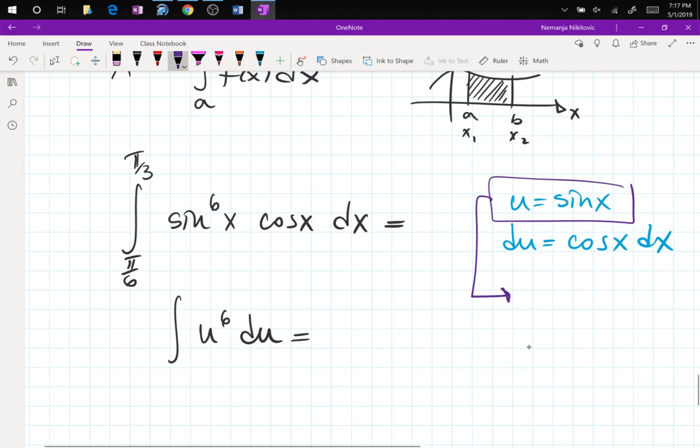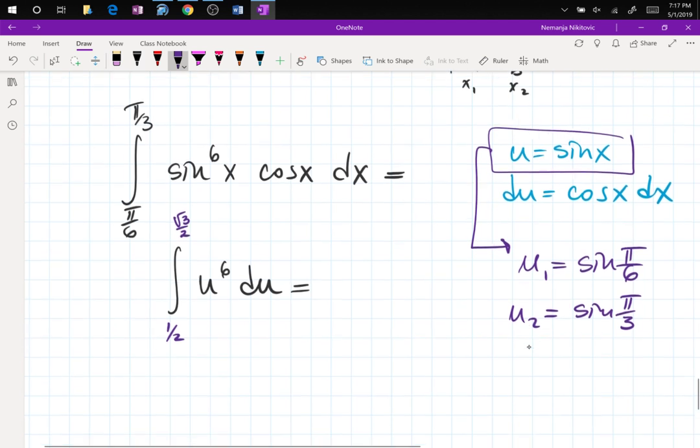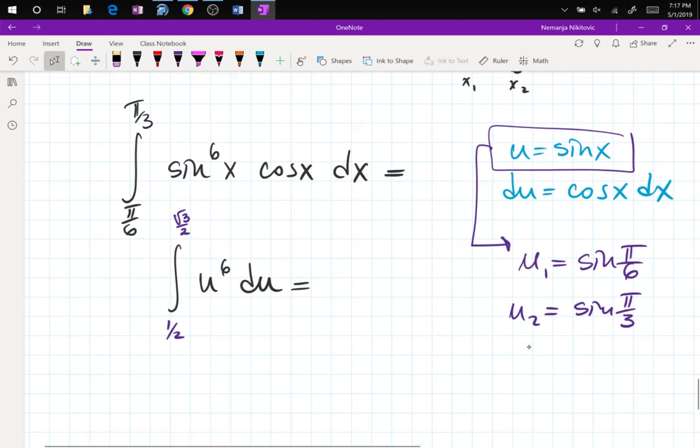limits. So your u1 bottom limit is going to be sine of pi over 6, and that is something you can calculate. How much is sine of pi over 6? Very good. All right, now how about u2? That's sine of pi over 3, right? That's something you can calculate. How much is sine of pi over 3? Very good. Root 3 over 2. See? No issues.